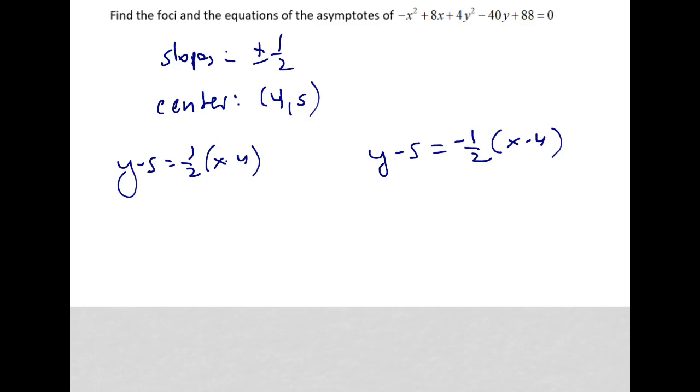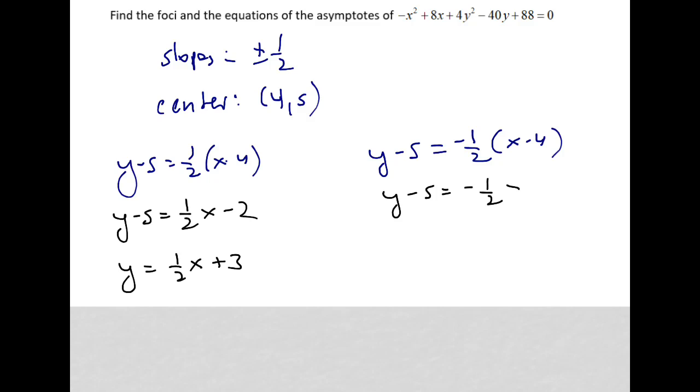Okay, so let's go ahead and do that. So we'll get y minus 5 equals 1/2 x minus 2 when we distribute the 1/2 here. Finally, when we add the 5 to both sides, we get y equals 1/2 x plus 3. And similarly for the other asymptote, we'll distribute through the 1/2. Notice in this case we get a negative 1/2 x plus 2. And when we add the 5 to the other side, we get negative 1/2 x plus 7.